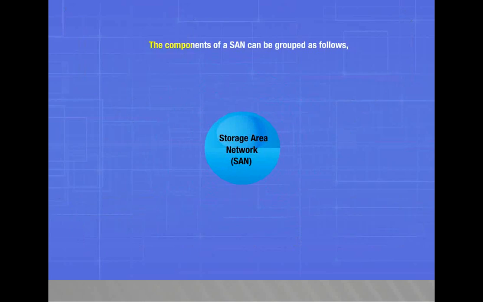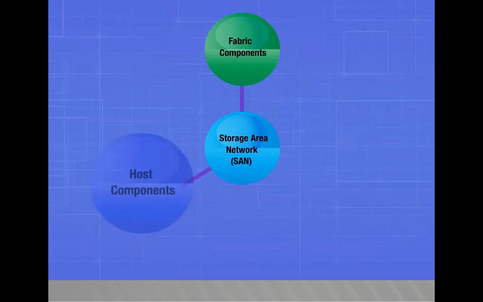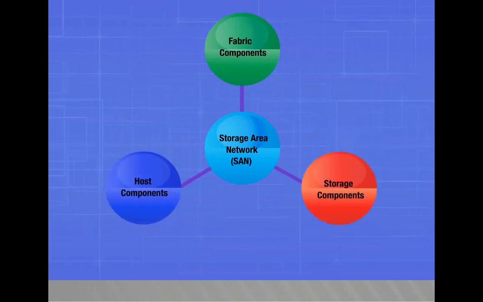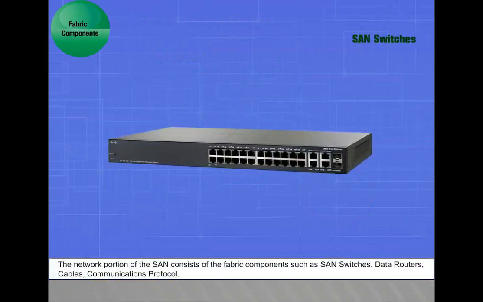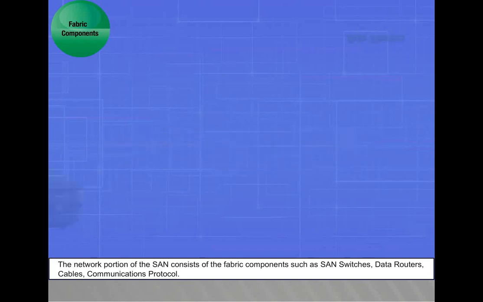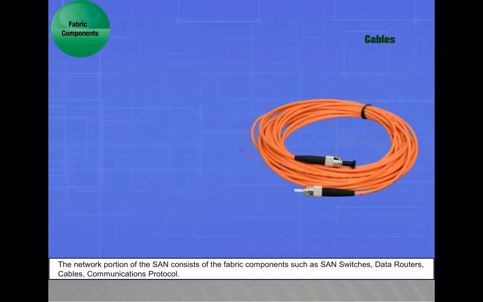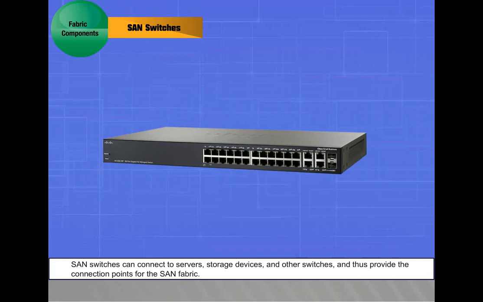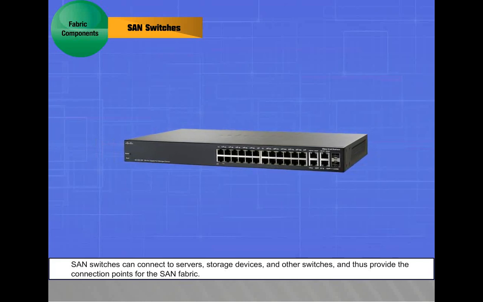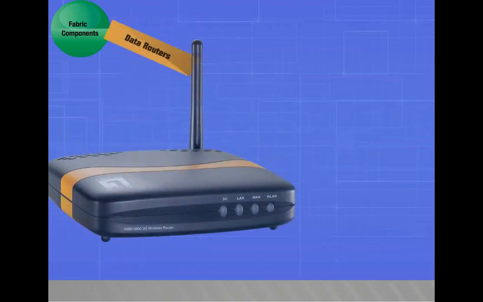The components of a SAN can be grouped as follows: fabric components, host components, storage components. Fabric components. All hosts connect to the storage devices on the SAN through the SAN fabric. The network portion of the SAN consists of fabric components such as SAN switches, data routers, cables, communications protocol. SAN switches. SAN switches can connect to the servers, storage devices, and other switches and thus provide the connection points for the SAN fabric. Data routers.